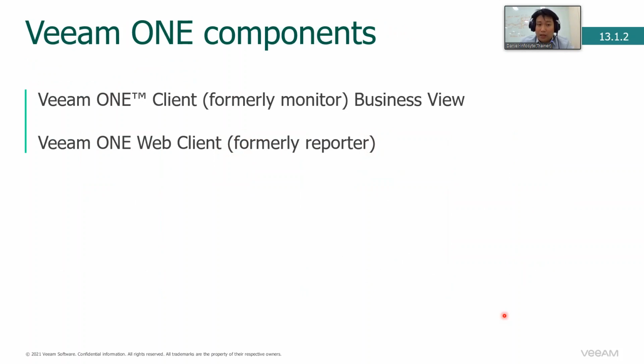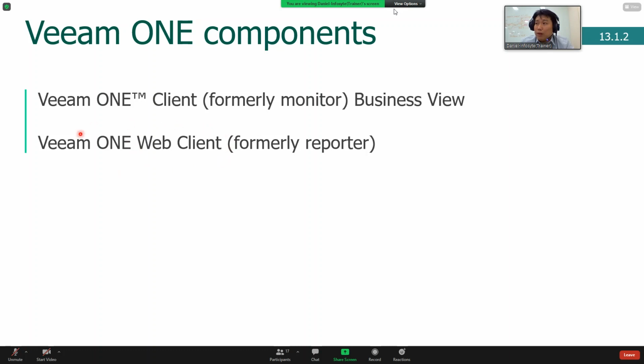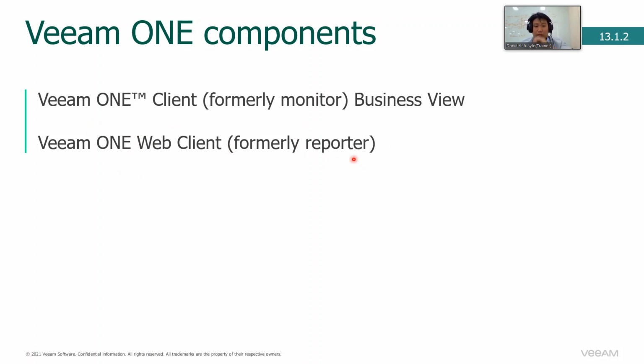Okay? So this Veeam ONE software comes with two parts. Veeam ONE components here: first, we call it the Veeam ONE Client. Veeam ONE Client is the new name. The old name we called the Veeam ONE Monitor software. Veeam ONE Client also comes with the Business View function that we'll see later. Another component is called the Veeam ONE Web Client. The Veeam ONE Web Client was formerly called the Reporter software. You will see the older names are much more direct. The new names are now Veeam ONE Client and Veeam ONE Web Client.